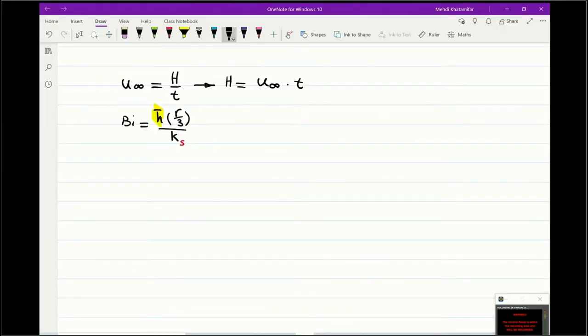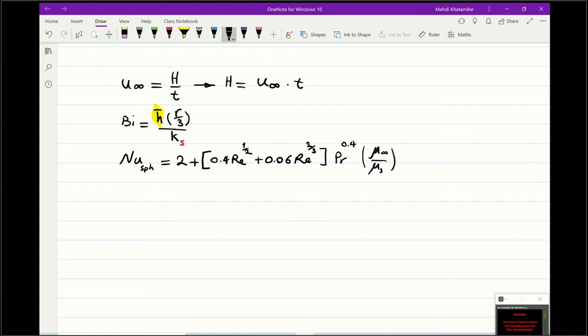So the Nusselt number formula for a sphere is going to be this: 2 plus 0.4 Reynolds number to the power half plus 0.06 Reynolds number to the power 2/3, times Prandtl number to the power 0.4, and that multiplied by mu at T infinity over mu at surface temperature to the power 1/4.